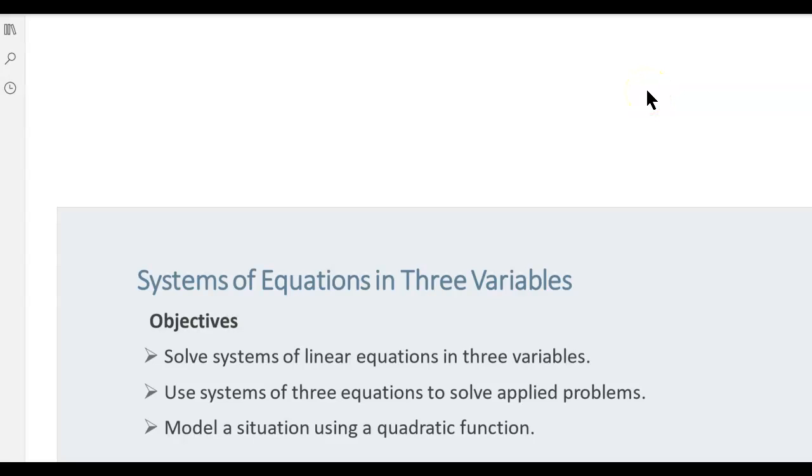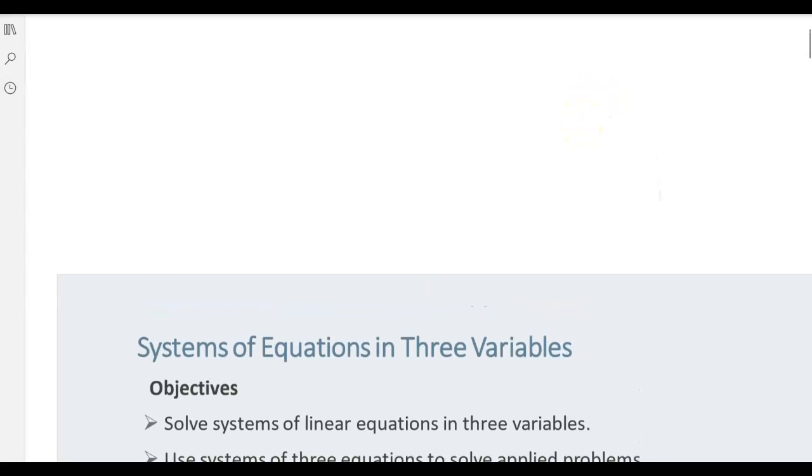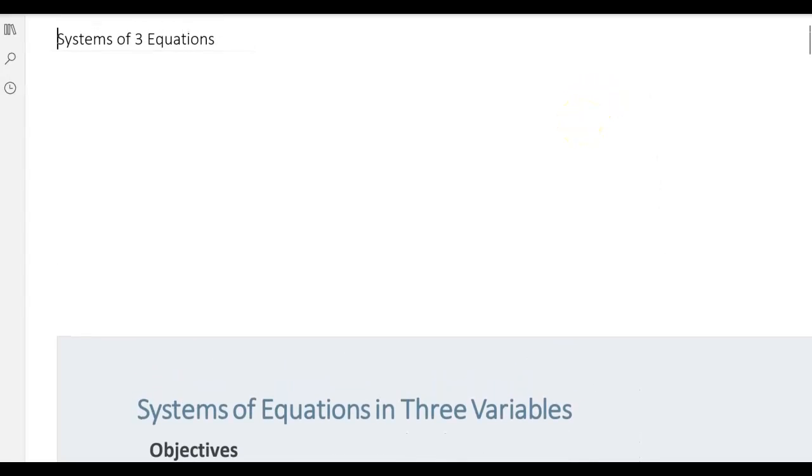In this section, we're going to be looking at solving systems of equations that have three variables. We know that if we have a single equation with a single variable, then we can solve by eliminating the variable. If we have two variables, then to solve, we need to have two different equations. The number of equations has to match the number of unknowns that we have.